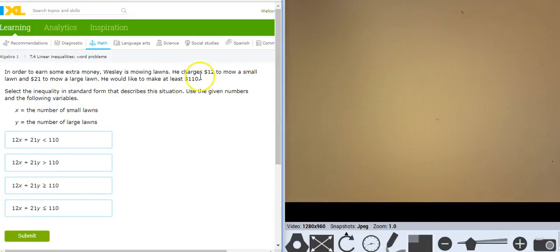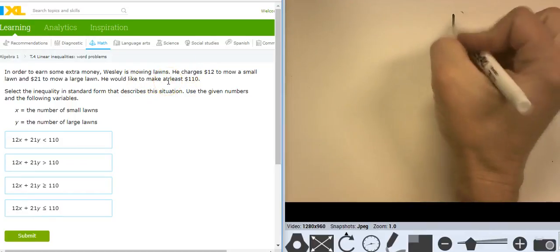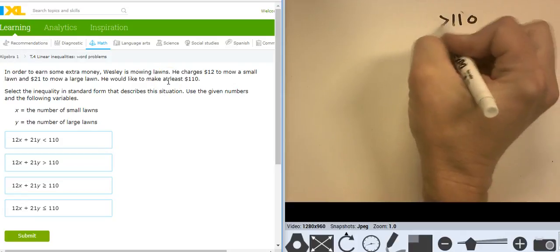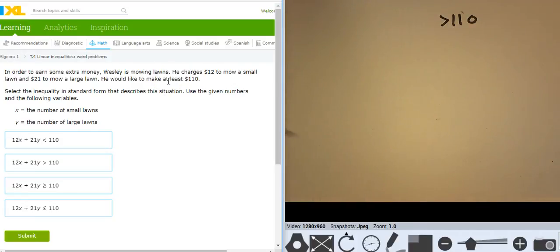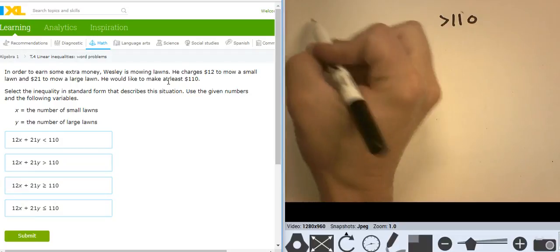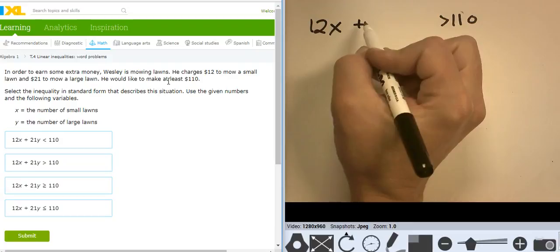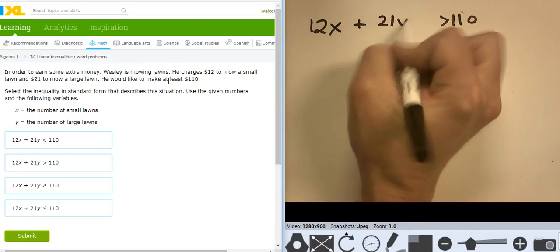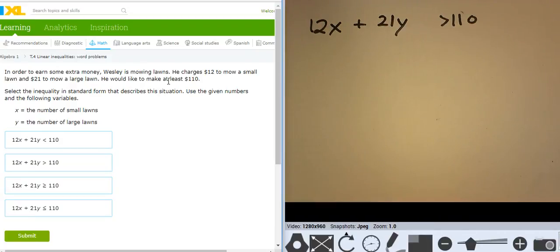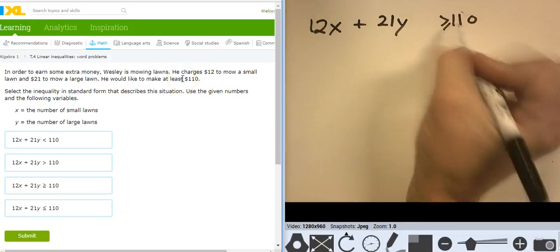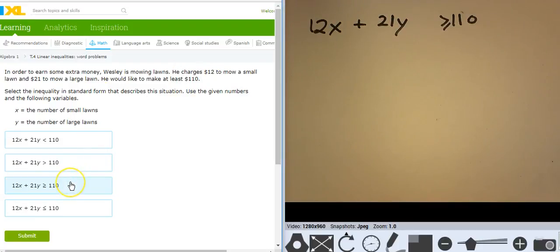Next one. He would like to make at least 110, so I want to be greater than 110. He charges $12 for a small. I think X is small. And he charges $21 for a large, and Y is large. And he wants to make at least, so it's greater than or equal to that. So greater than or equal to, yeah, right there, greater than or equal to 110. It's right there.